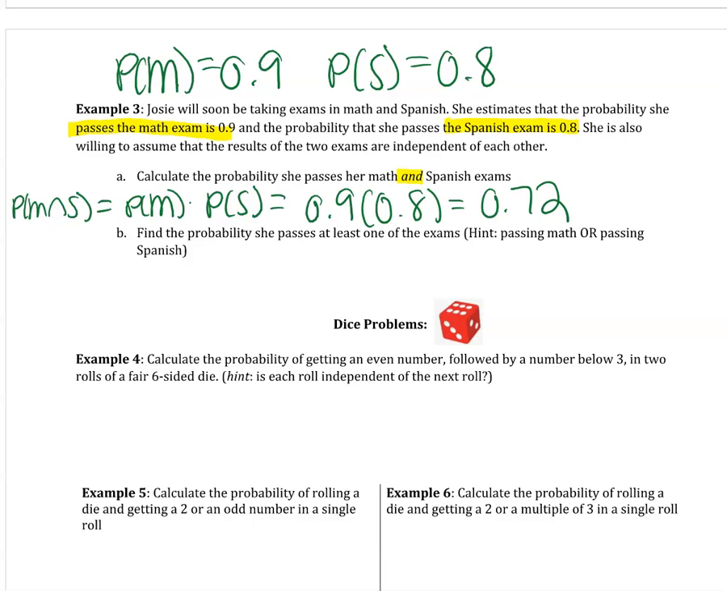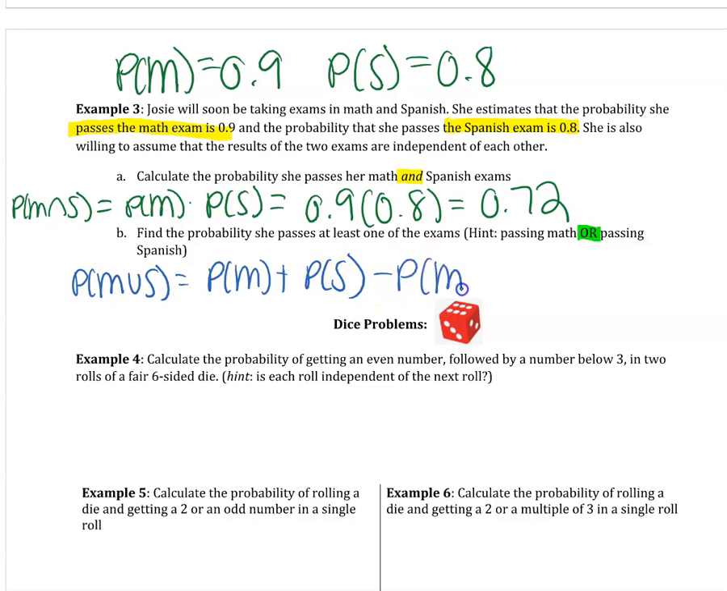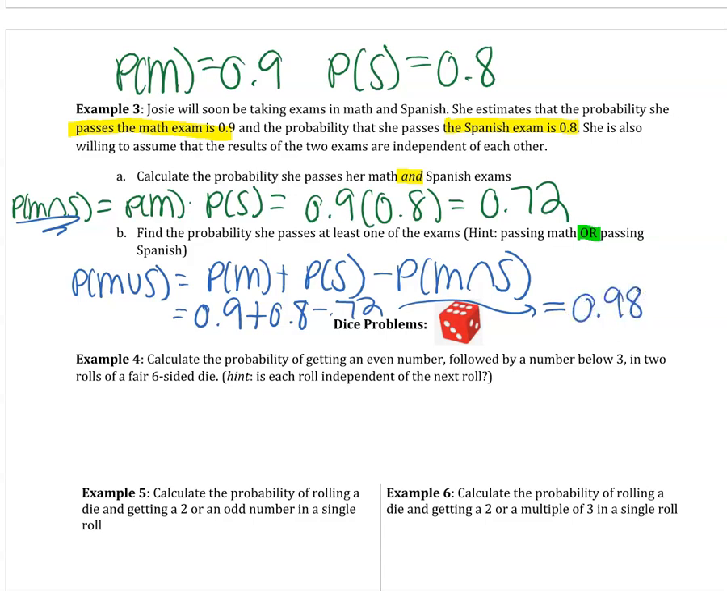Find the probability she passes at least one of the exams, aka what's the probability she passes math or passes Spanish? So based on our OR formula, we know this is the probability of math plus the probability of Spanish minus the probability of math and Spanish. It's just a formula. I know the probability of math is 0.9, probability of Spanish is 0.8, and then math and Spanish, remember we just found, is 0.72. So take a moment, type that in your calculator. And you should end up with 0.98. So there's a 98% chance that she would pass math or Spanish.